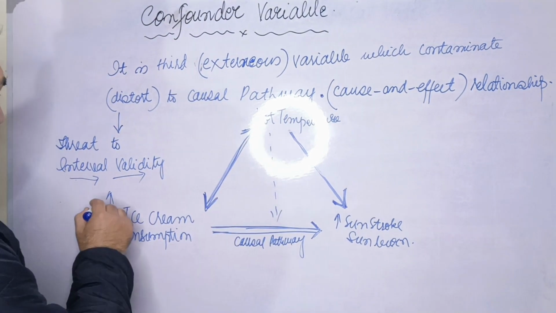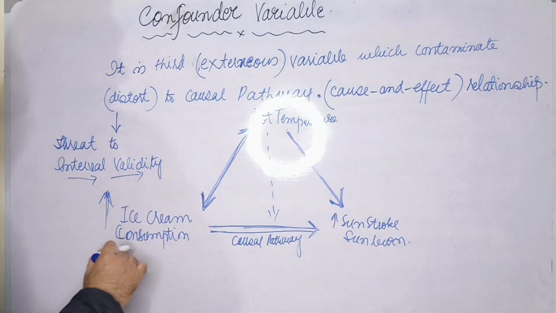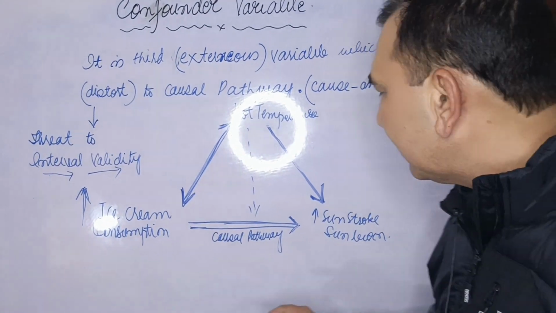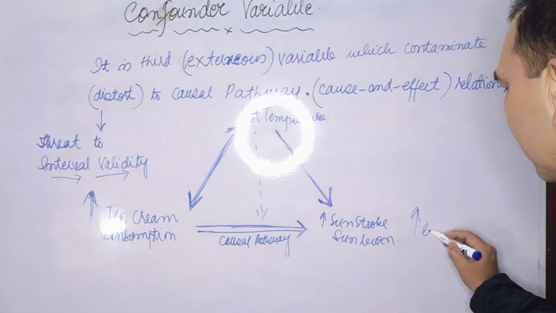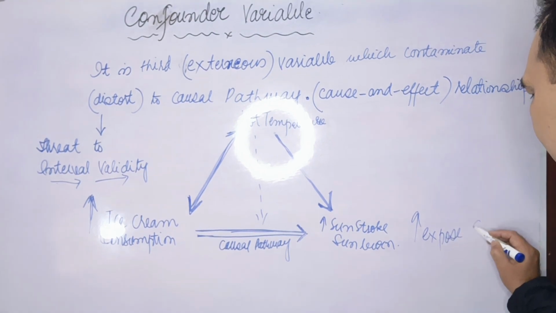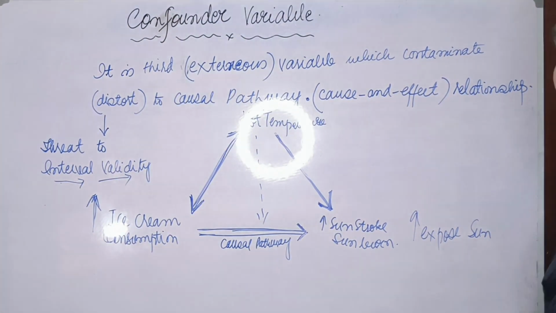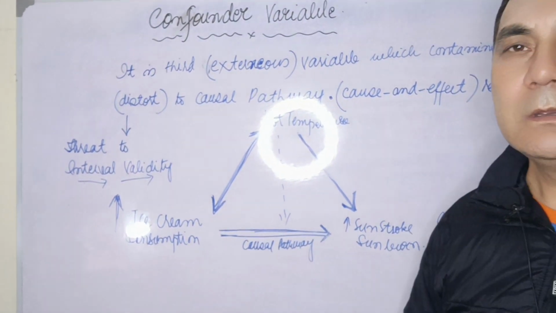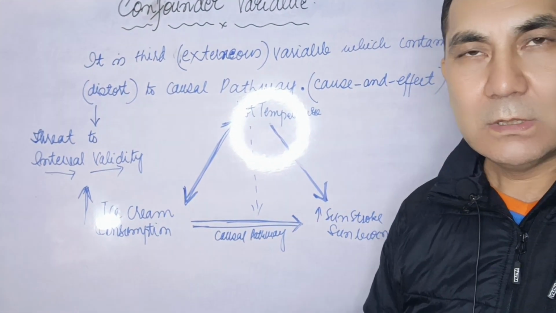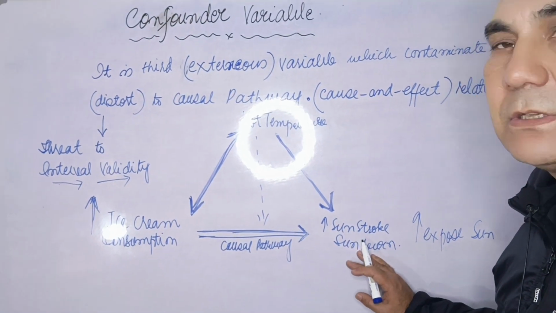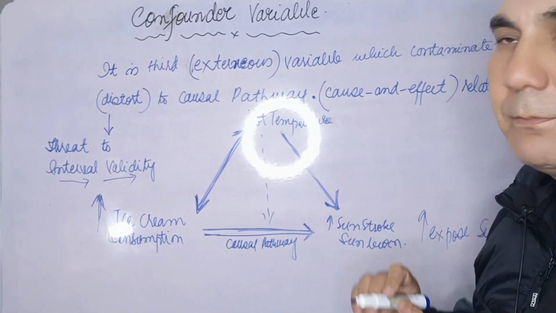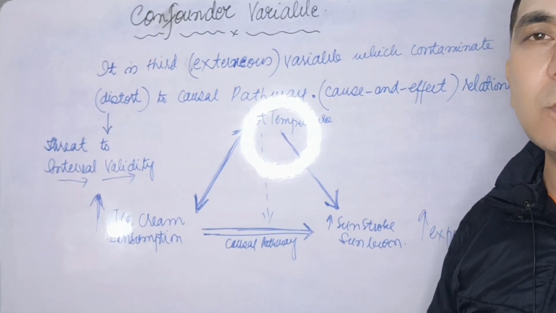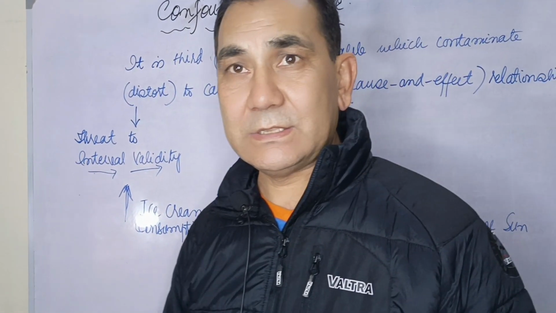The hot temperature increases the ice cream consumption. When people increase their ice cream consumption, they will be more exposed to the sun. When they become more exposed to the sun, they get more numbers or frequencies of sunburn due to the hot temperature. So the hot temperature is the confounder in this case.